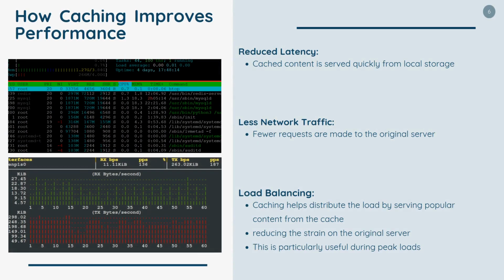Now, how does caching improve performance? First is reduced latency. Cached content is served quickly from local storage. Then less network traffic, as fewer requests are made to the original server. And load balancing. Caching helps distribute the load by serving popular content from the cache, reducing the strain on the original server. It is particularly useful during peak loads.